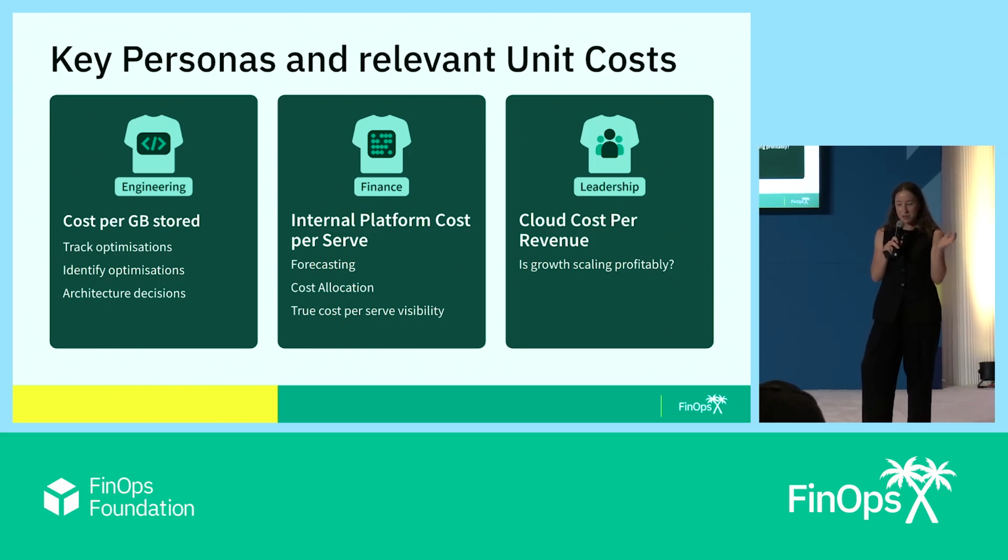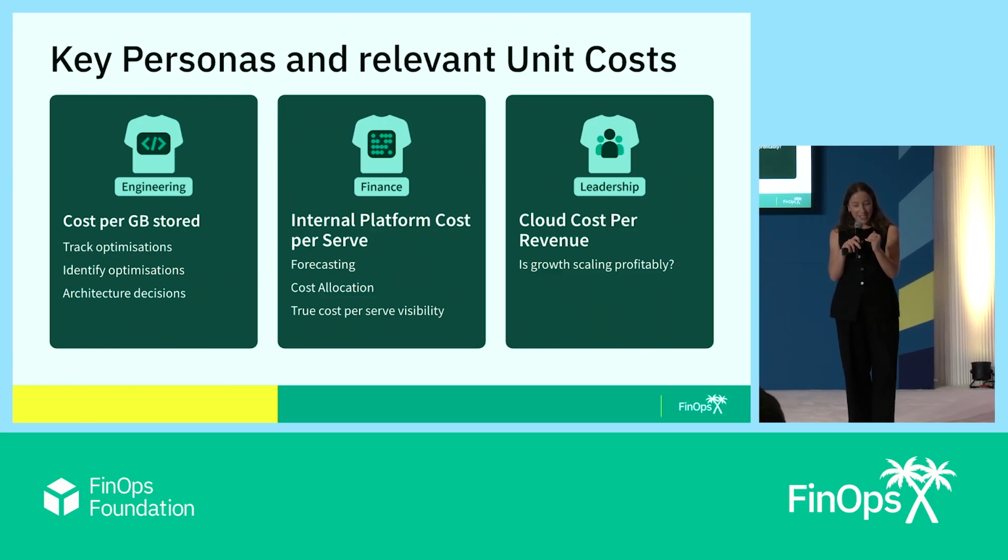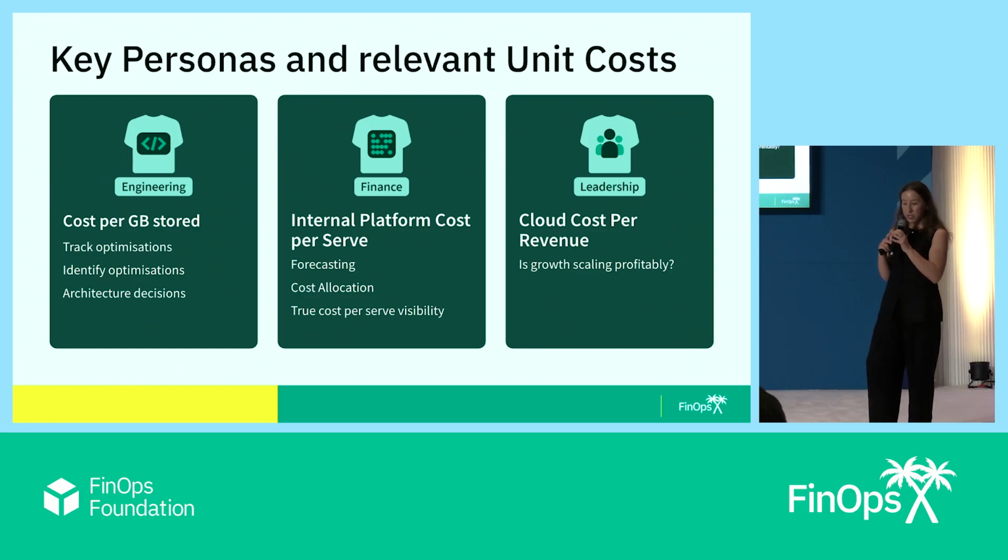And on the other hand, maybe they might want to identify optimizations. In that case, that's when the unit cost is going upwards. That's not something that you'd probably want if you want to bring it down. So it can help you identify an opportunity. And all of that combined can help engineering guide those architecture decisions, keeping that unit cost in mind, that cost per gigabyte stored, when considering their roadmap.